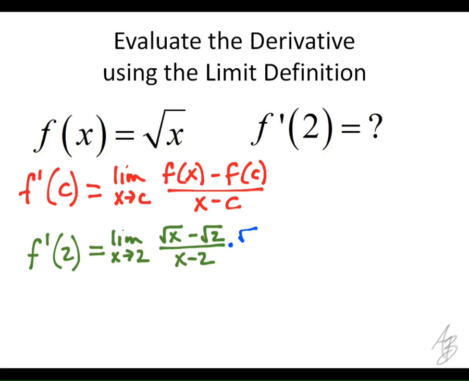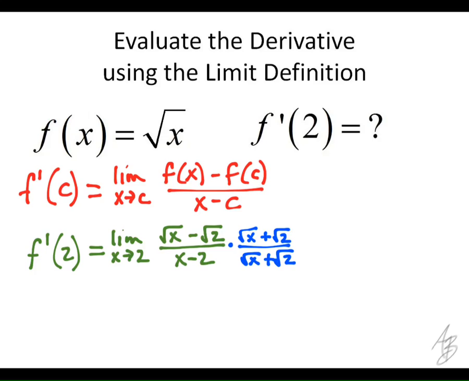We'll multiply by the square root of x plus the square root of 2. That would be the conjugate of the numerator. Over the square root of x plus the square root of 2. We have to multiply by 1, really. We're just multiplying by 1 here, aren't we? Because the square root of x plus the square root of 2 over the square root of x plus the square root of 2 is 1. You agree with that? Yes.